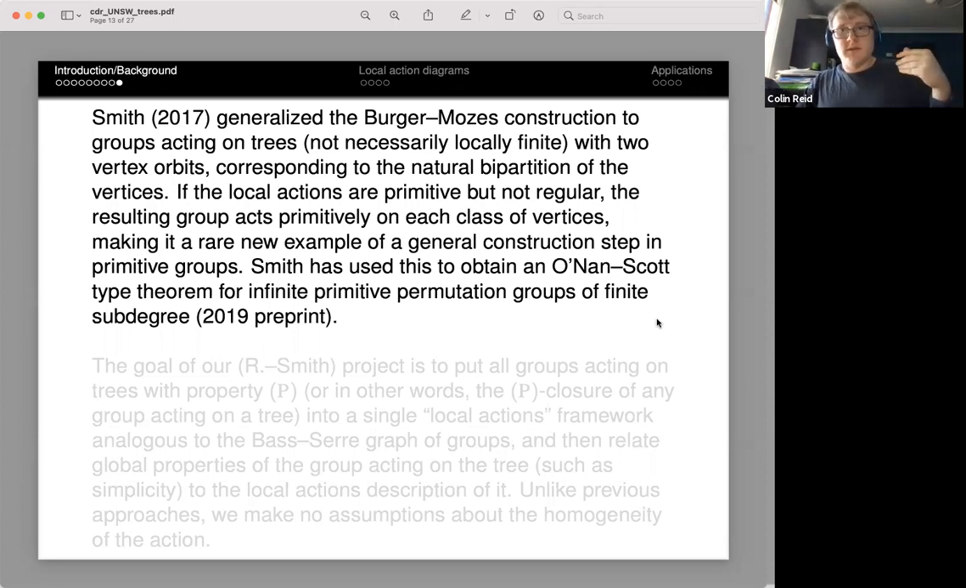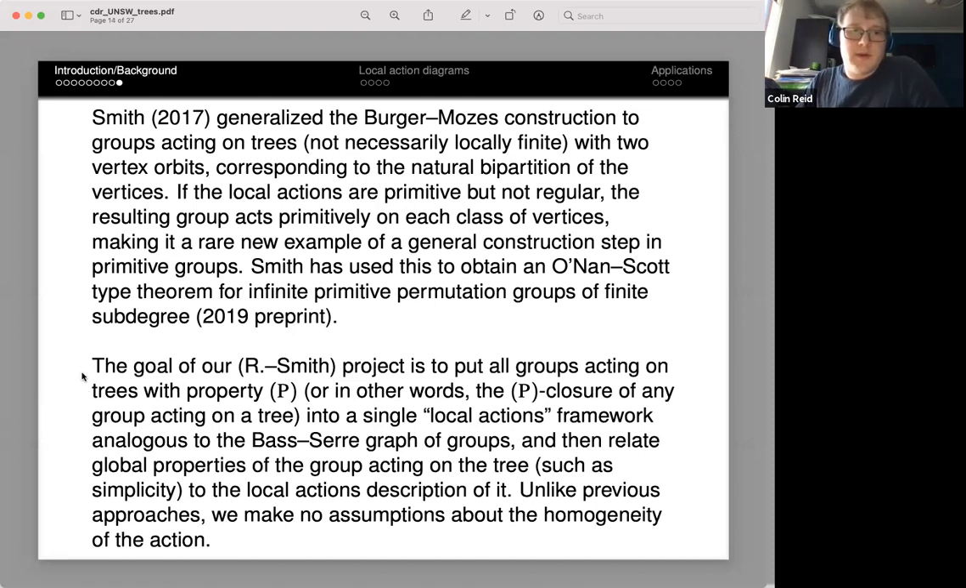And one of the key steps in this construction is what he calls a box product, which is basically coming from this action on a tree. And it plays a complementary role to the wreath product in primitive action in the Onan-Scott theorem. So you still have the wreath product in primitive action, but you also have this box product.